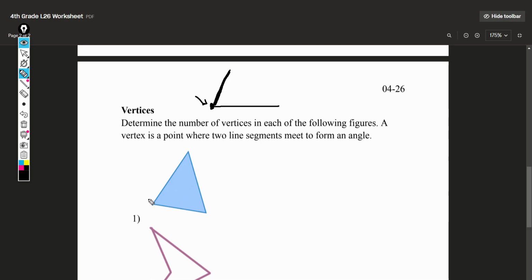So first, let's look at this triangle. Let's see how many vertices there are. We can see there's an angle here, an angle here, and an angle here. That means there's a vertex here, a vertex here, and a vertex here. I said vertex, but that's not actually the correct word. I should be saying vertex. So we see 1, 2, 3 vertices. So our answer is 3.